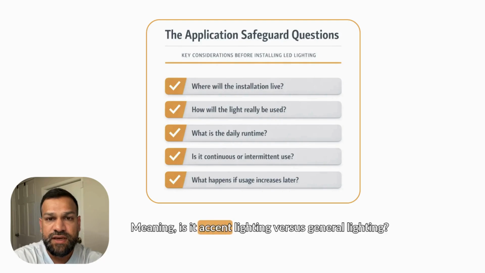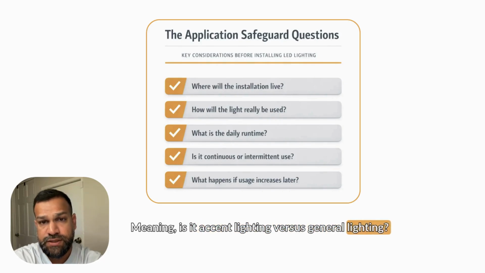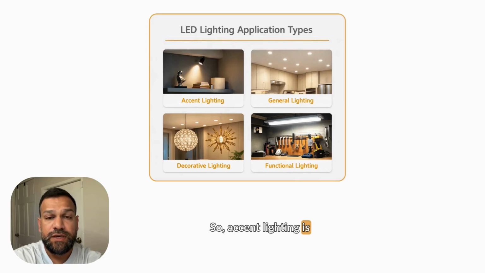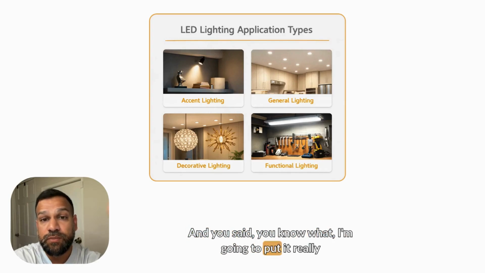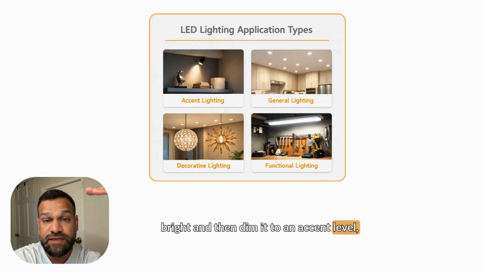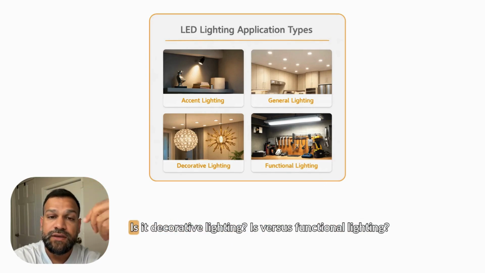Meaning, is it accent lighting versus general lighting? Accent lighting is not going to compensate for general lighting, unless the client is unsure and you said, you know what, I'm going to put it really bright and then dim it to an accent level, and if they're unhappy, I'm going to raise it. Is it decorative lighting versus functional lighting?